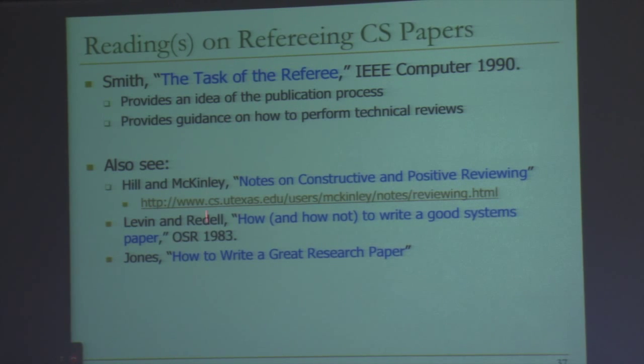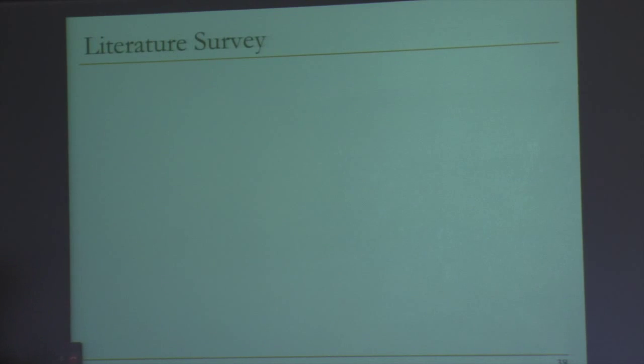And there are also a couple of other things that I would definitely recommend, like notes on constructive and positive reviewing. These are nice notes, relatively short. And notes on how not to write a good systems paper, an operating systems review from 1983. Levin and Redell were the program chairs of, I believe, SOSP 1982. And based on their experiences, they decided to write this paper. And Simon Peyton Jones also has presentations, I think it's just a presentation and a talk, on how to write a great research paper. If you Google it, you'll find it.